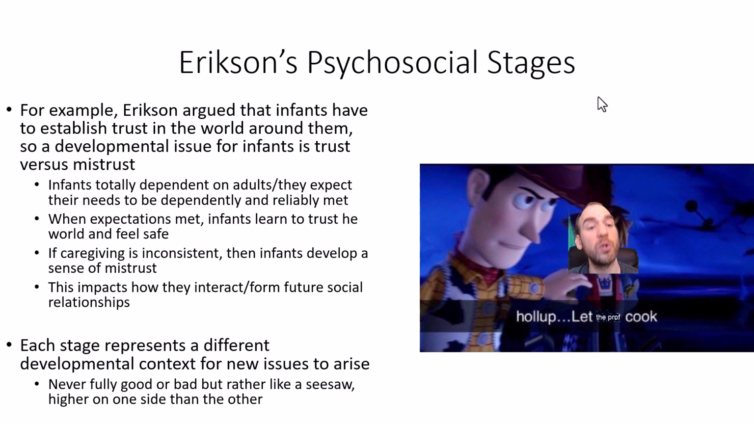Infants are totally dependent on adults. They expect their needs to be reliably met. When expectations are met, infants learn to trust the world and feel safe. If a caregiver is inconsistent, then infants develop a sense of mistrust. This impacts how they interact and form future social relationships. Each stage represents a different developmental context for new issues to arise.